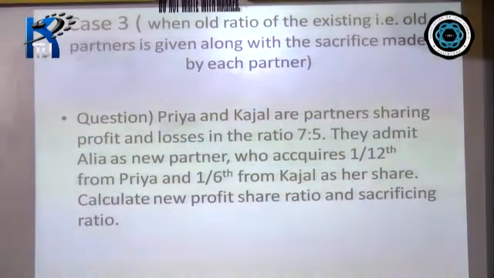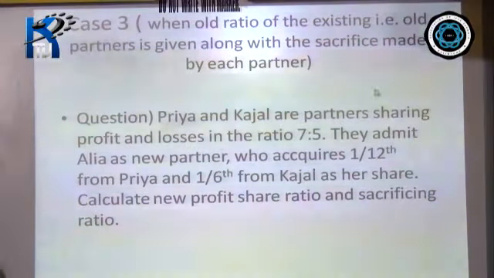Priya and Kajal are partners sharing profits in the ratio 7:5. This is 7/12, 5/12. How did we get 12? That is 7 plus 5, which makes 12. They admit Alia as a new partner who acquires 1/12 from Priya and 1/6 from Kajal as her share.